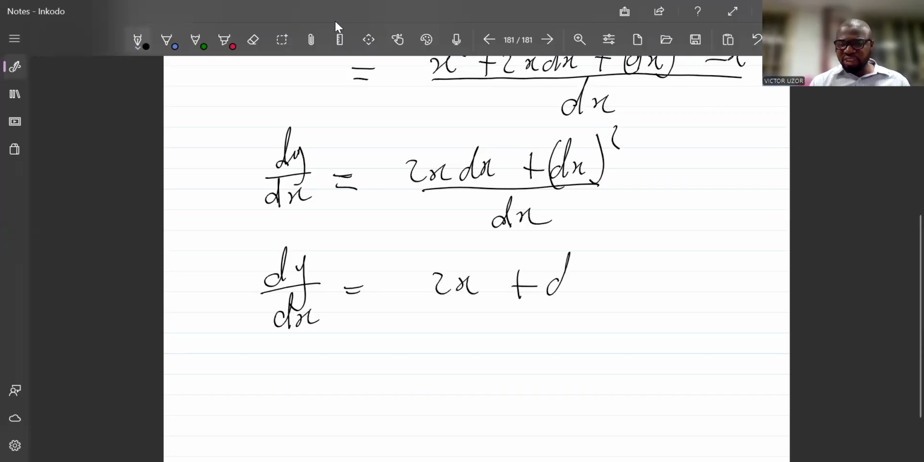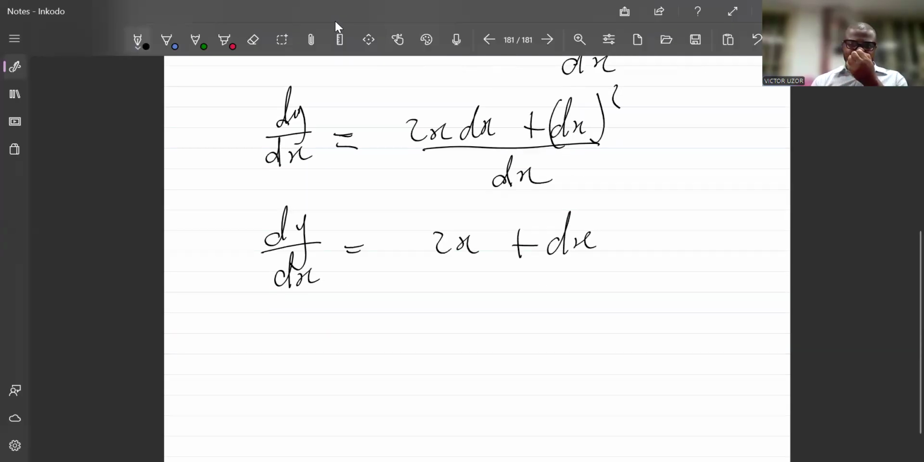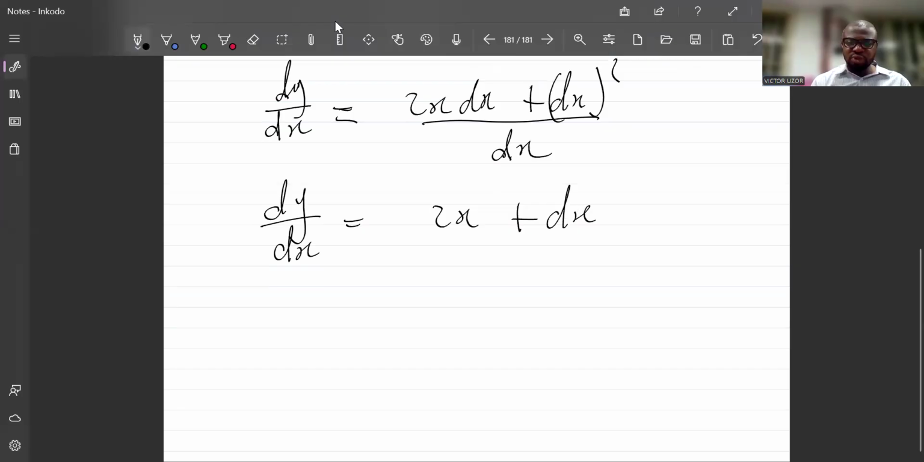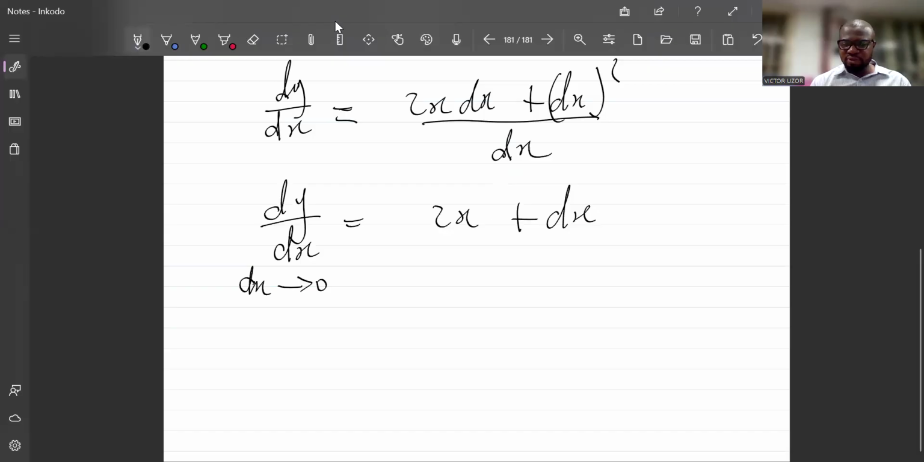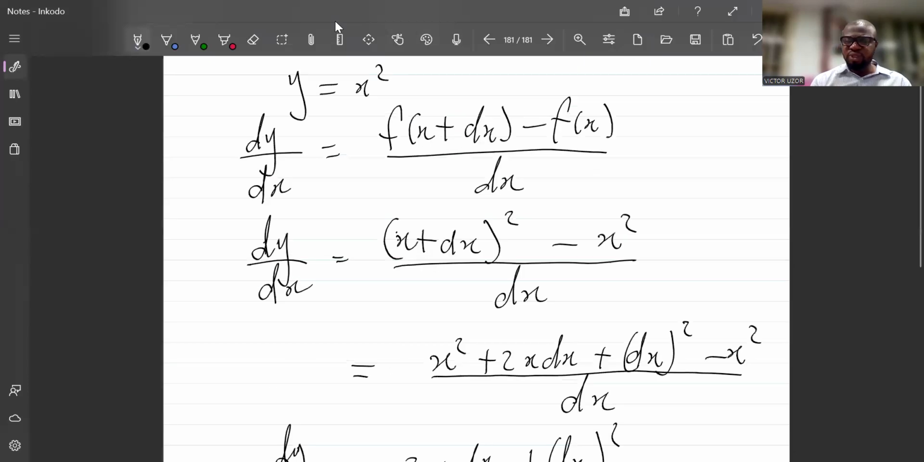If you divide both sides by dx, you have dy over dx equals 2x plus dx. So now, as dx approaches 0, meaning if dx becomes 0, then your dy over dx will be equal to 2x. Just like what we have already shown using the general principle when we solve it.